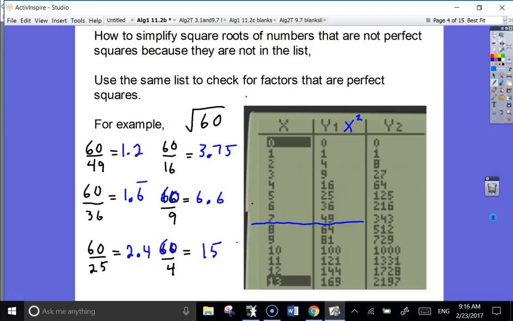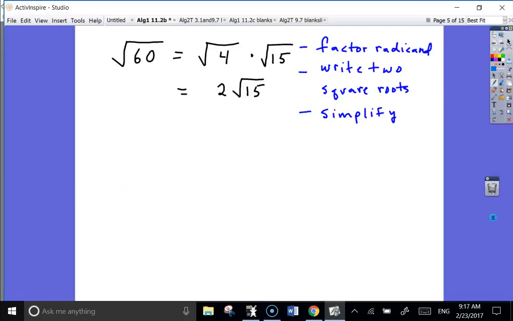So since I found that 4 is a factor, the square root of 60 is the square root of 4 times the square root of 15. And the square root of 4, we know, is 2. So 2 times the square root of 15. Done. That's what we're being asked to do to simplify square roots: find the factors of 60 that are perfect squares so that you can simplify. You can't simplify everything. It's not a perfect square.